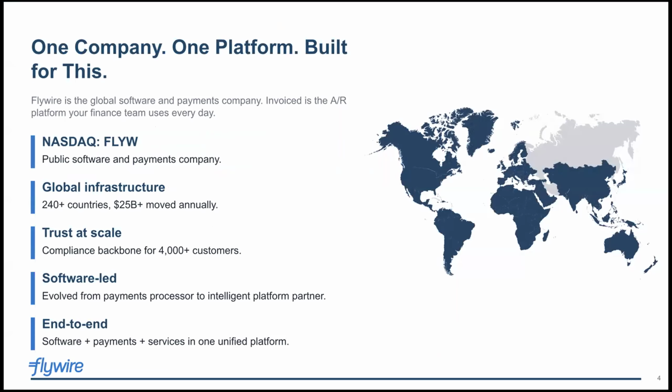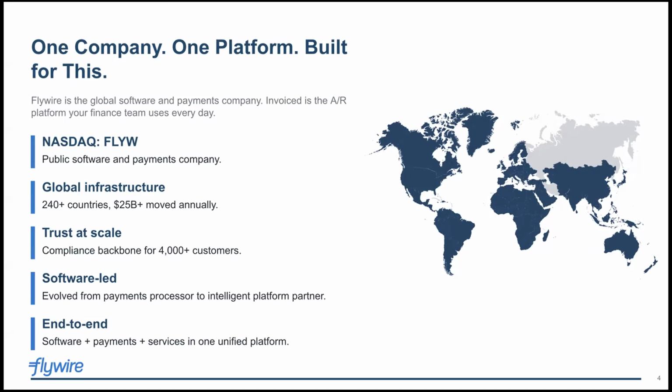Before we get into the challenges that finance teams are facing today, I did want to provide a little bit more context on Flywire. Flywire is a global software as well as payments company. While many organizations initially know us for that payments piece, the product finance teams interact with day to day is called Invoiced, our accounts receivable automation platform. What makes Flywire unique is that we're bringing together software, payments, and services into a single platform designed to support the entire invoice to cash process.